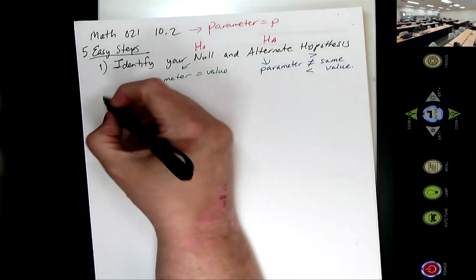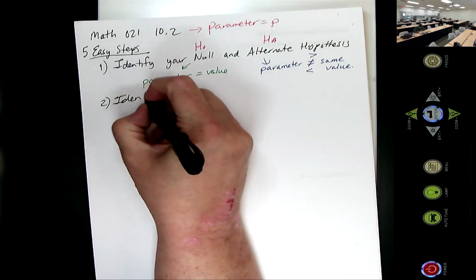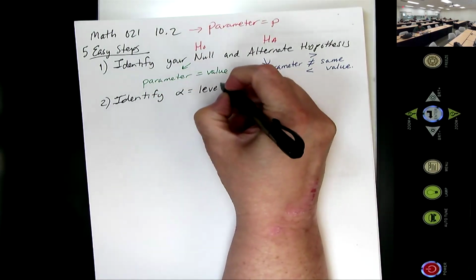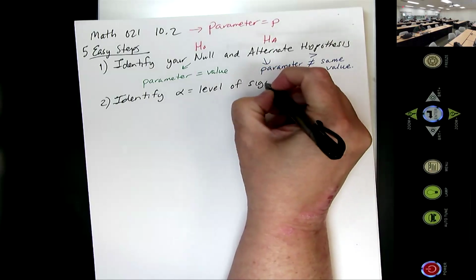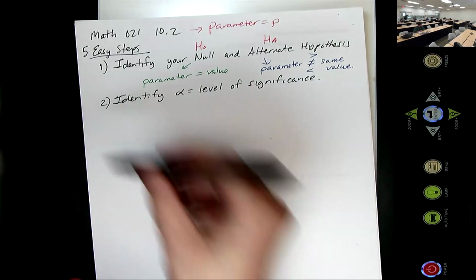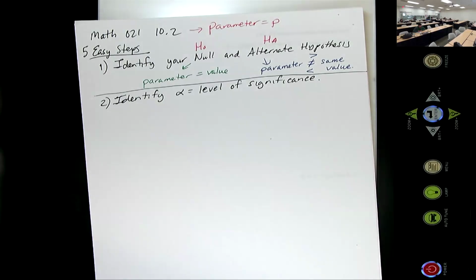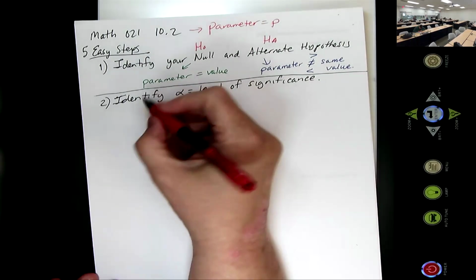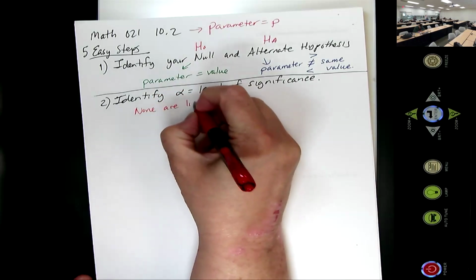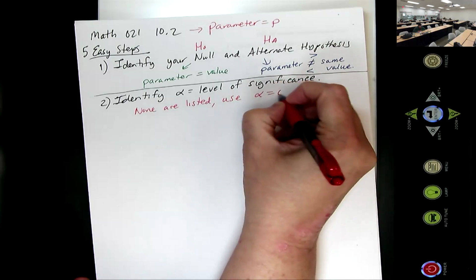Step 2. Identify alpha, the level of significance. If none are listed, use alpha equals 0.05.